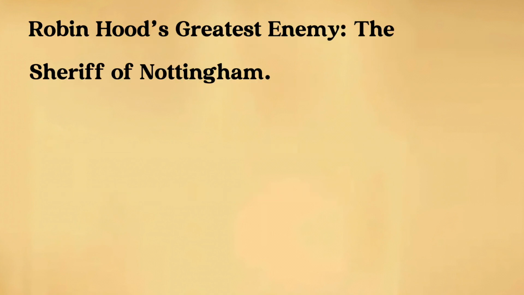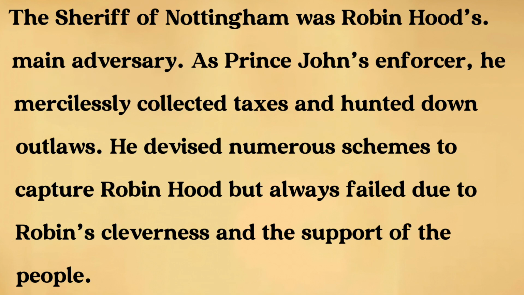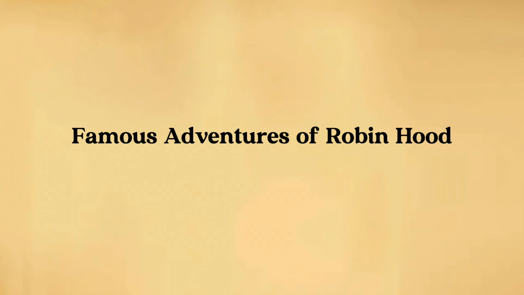Robin Hood's greatest enemy, the Sheriff of Nottingham. The Sheriff of Nottingham was Robin Hood's main adversary. As Prince John's enforcer, he mercilessly collected taxes and hunted down outlaws. He devised numerous schemes to capture Robin Hood, but always failed due to Robin's cleverness and the support of the people. Famous adventures of Robin Hood.